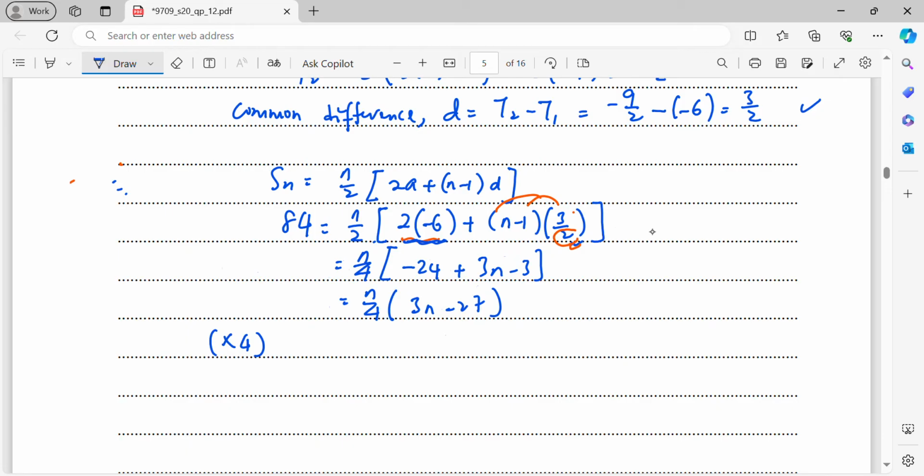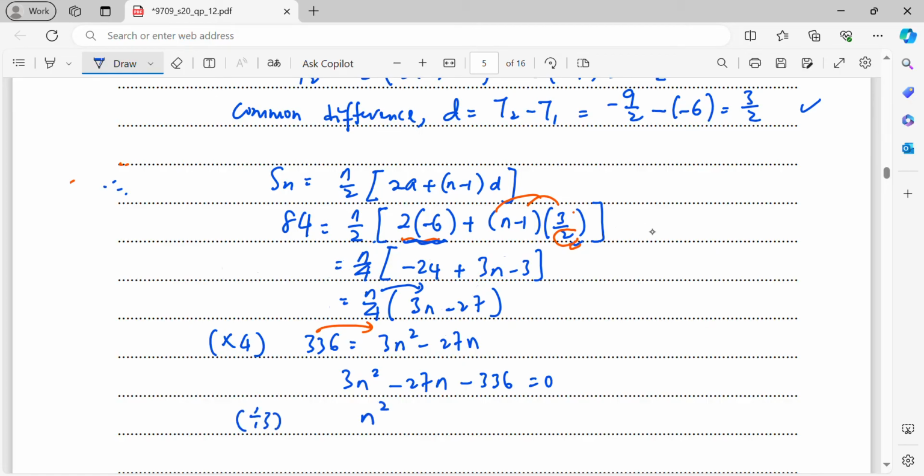Now I multiply the whole equation by 4. So 84 times 4, you will get 336. For the right side, when you multiply by 4, the over 4 is cancelled off, left with n. So I will multiply in, it will be 3n squared minus 27n. Since your 3n squared is positive on the right side, I will move this 336 to the right side to get the quadratic equation. That means you will get 3n squared minus 27n minus 336 equals 0. And now here, I will divide the whole equation by 3.